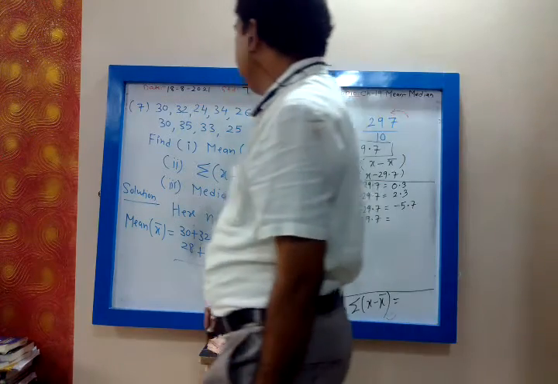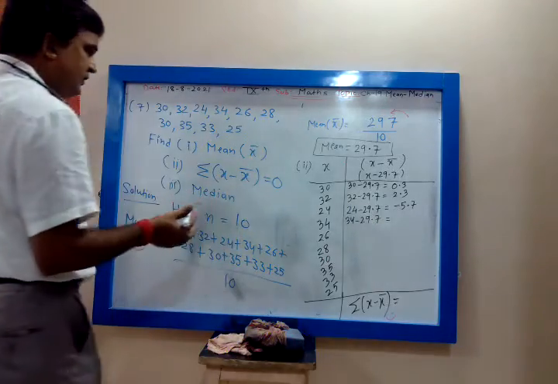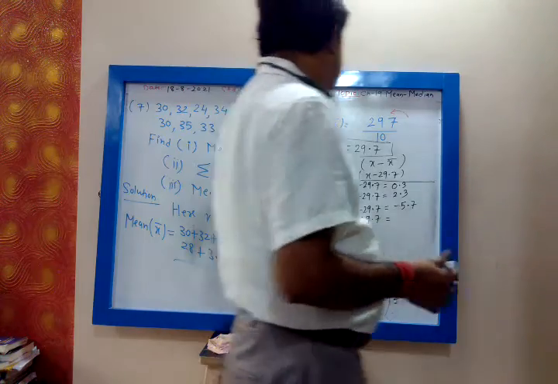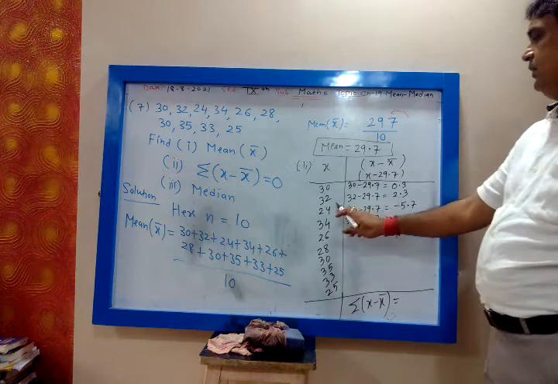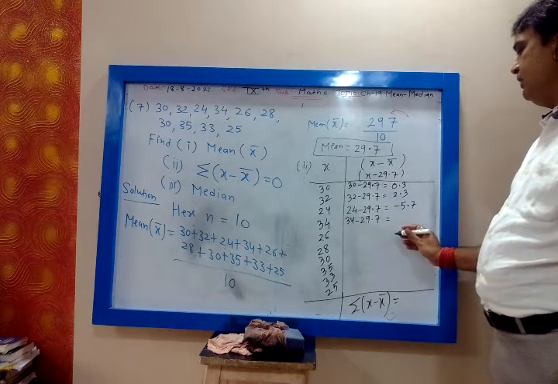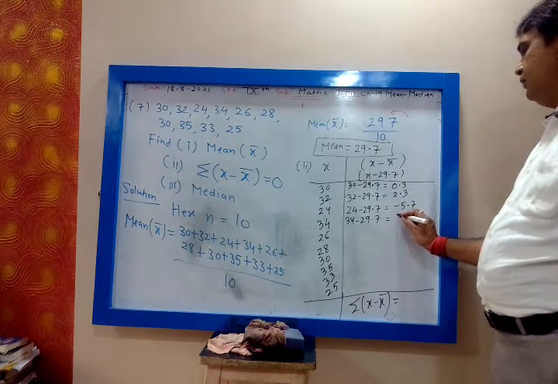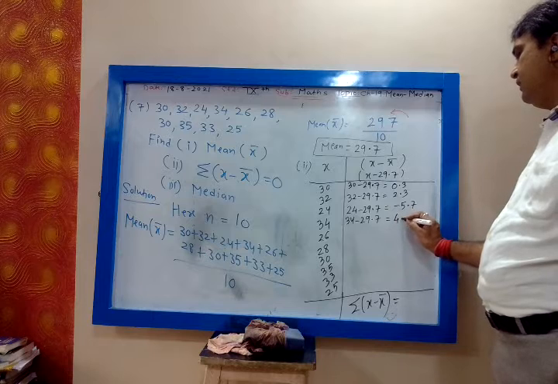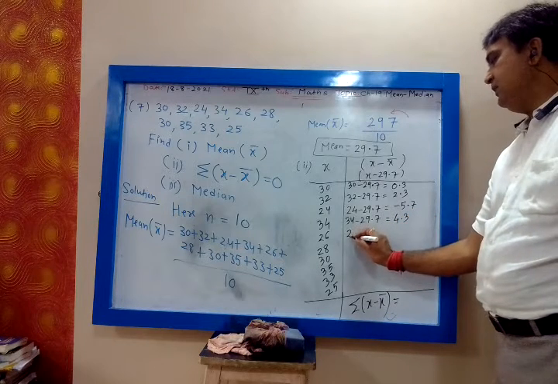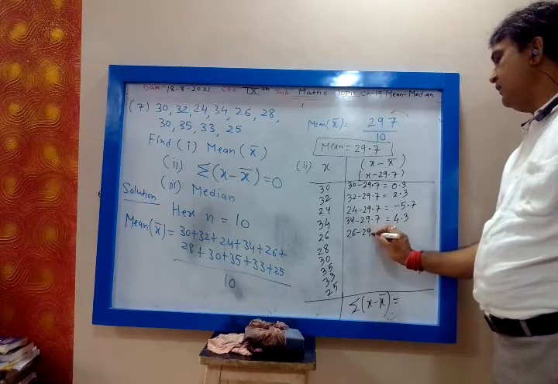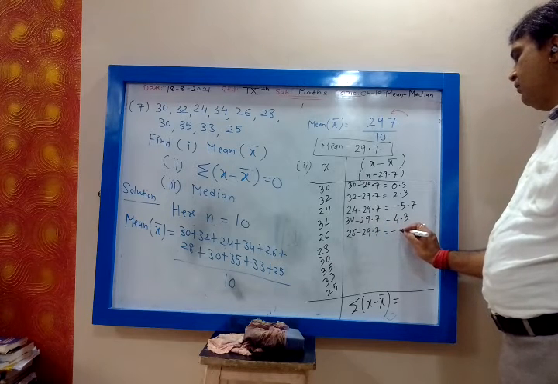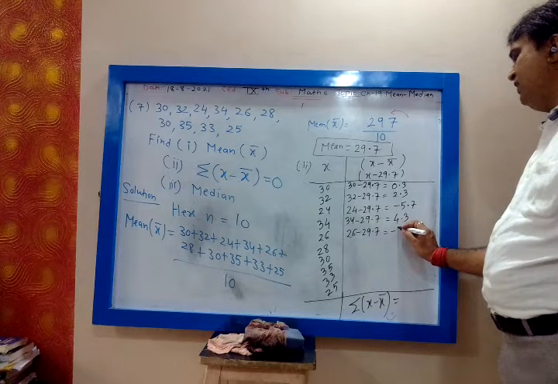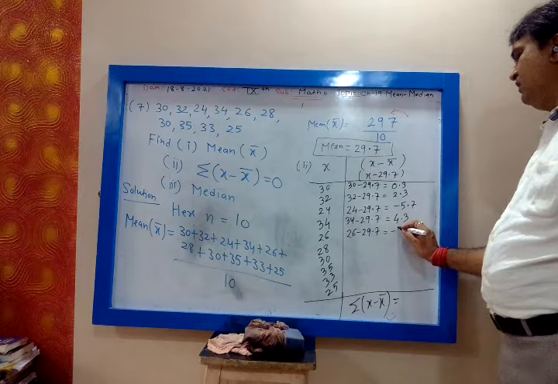34. It is given in the question. Where is 34 twice? No, it is 24, my dear. 24 and 34. No. 34 minus 29.7 is 4.3. 26 minus 29.7, yes, minus 3 point... how much is it?